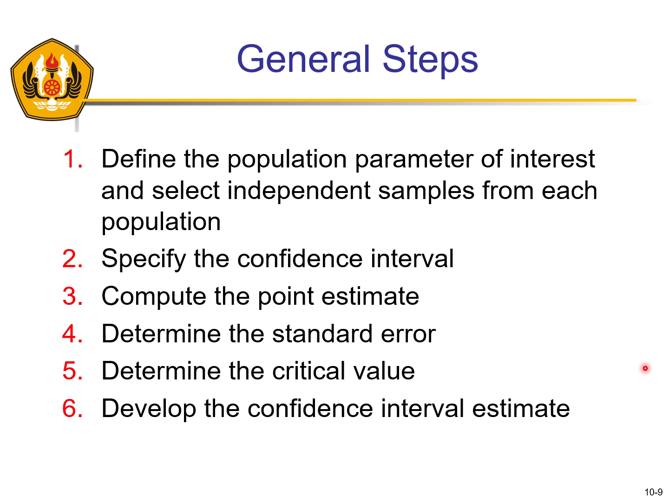So we have some steps to construct a confidence interval estimate. The first is to define the population parameter of interest and select independent samples from each population. The next step is to specify the confidence level, and the third is to compute the point estimate. The fourth step is to determine the standard error. The fifth is to determine the critical value, and the last one is to develop the confidence interval estimate.